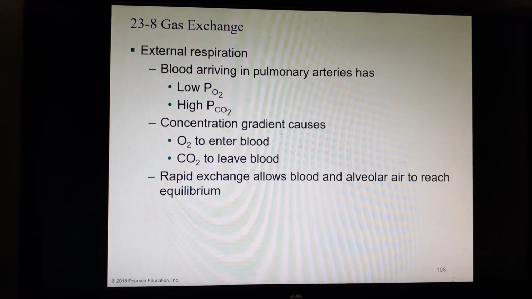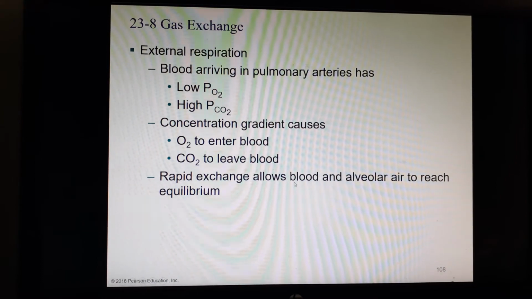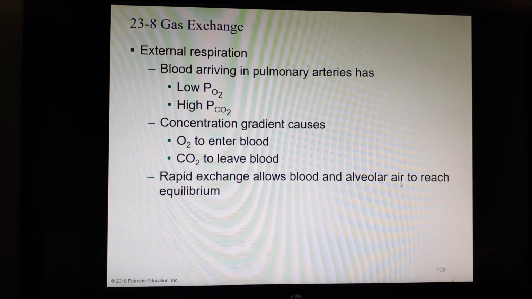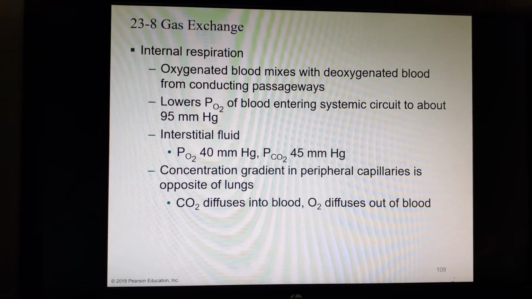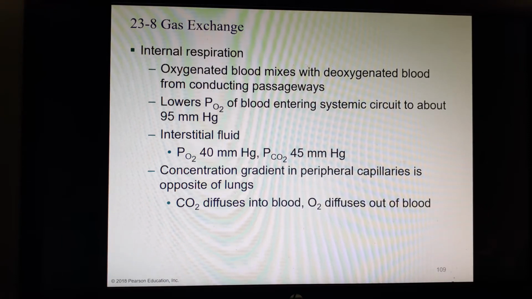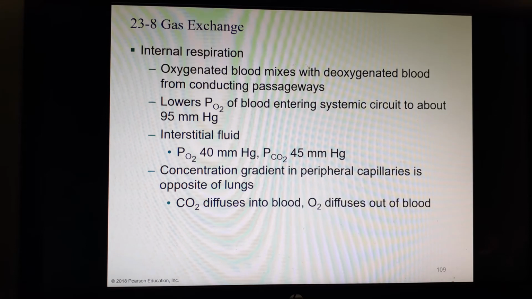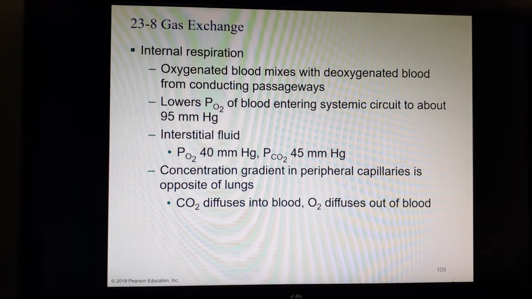This happens really quickly, and the gases go across the blood and alveolar air to reach equilibrium. Then when we get out to the capillary beds, we take that oxygenated blood and low CO2 containing blood all the way down to the cells. Well, the cells have been generating CO2. And so the CO2 will leave from the interstitial fluid and go into the blood. And the oxygen, which is high in the blood, has been used up by the cells. So it will go from the blood into the interstitial fluid and eventually into the cells.